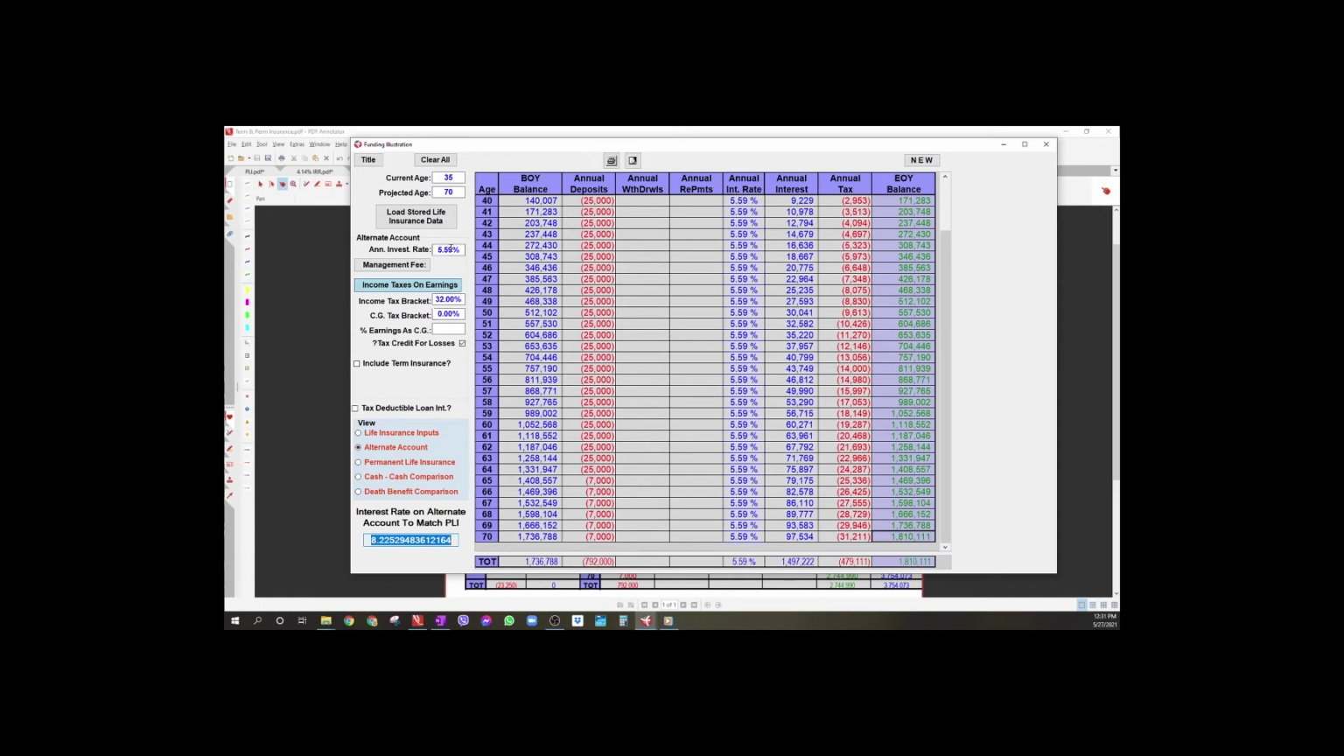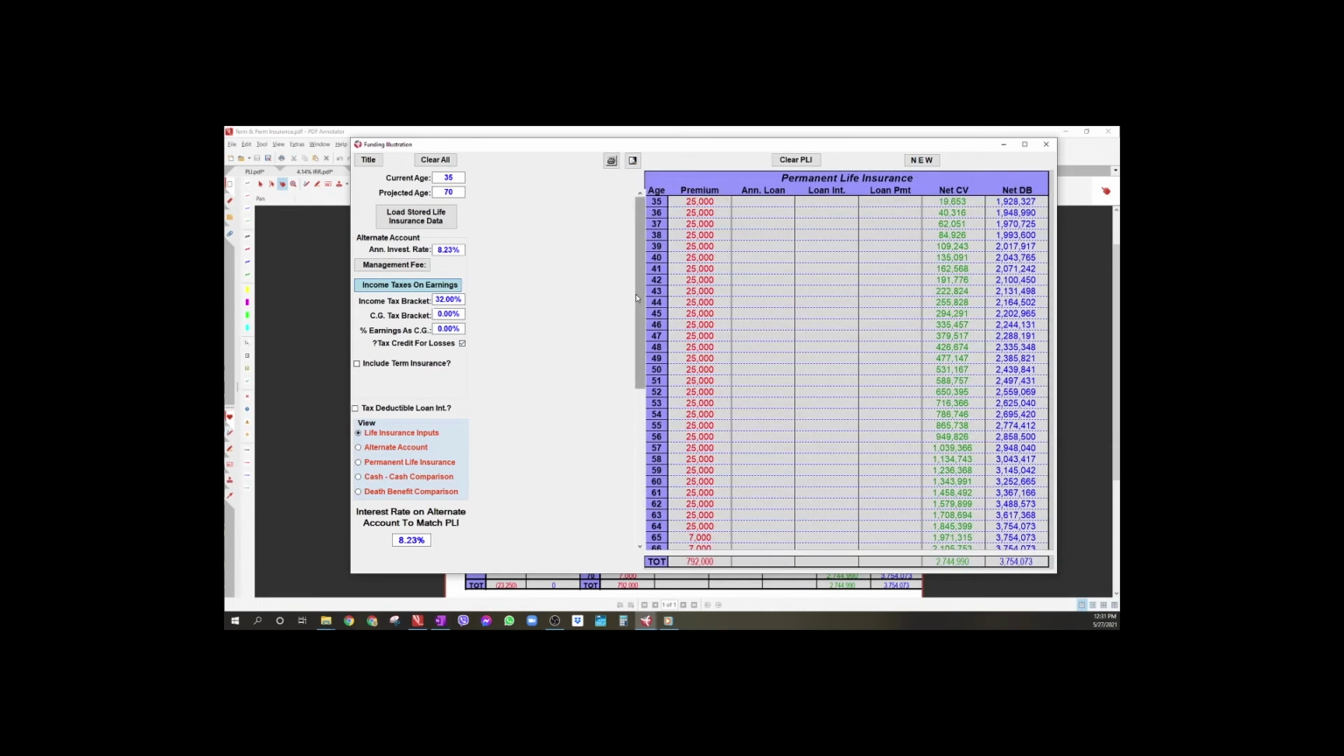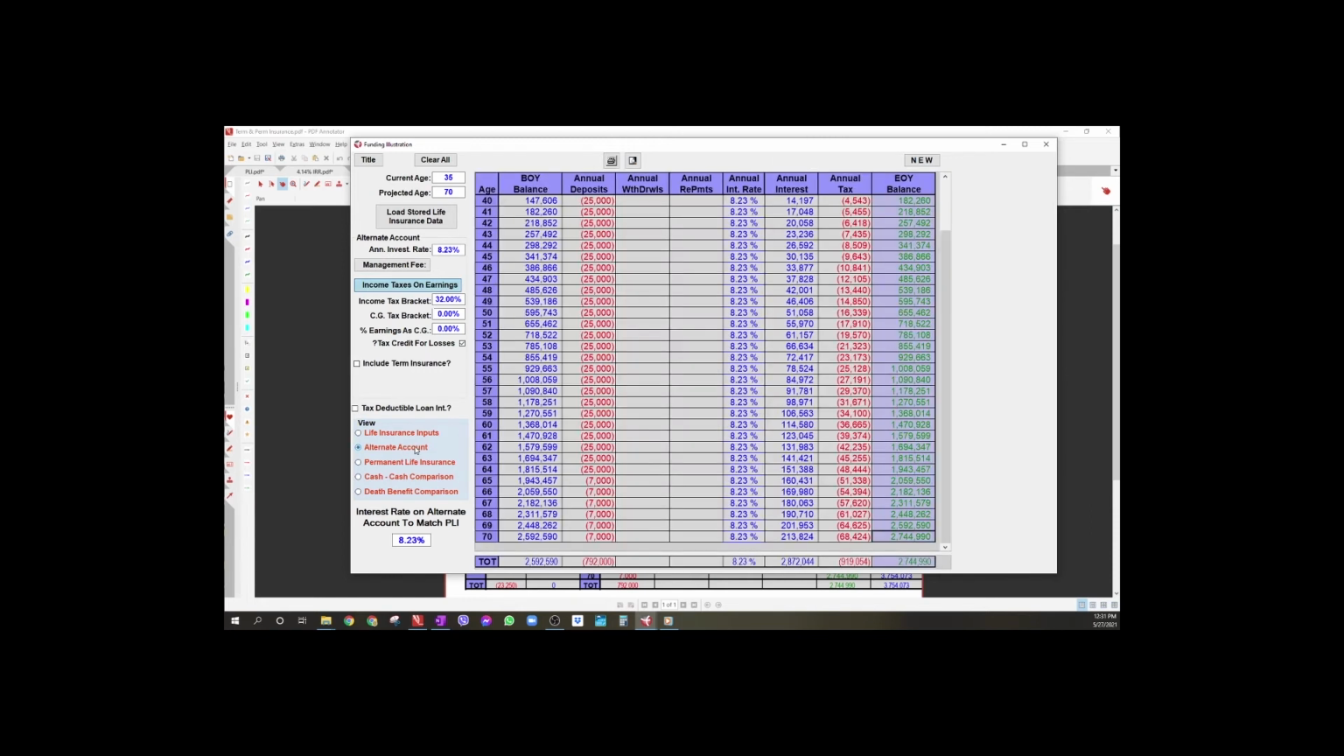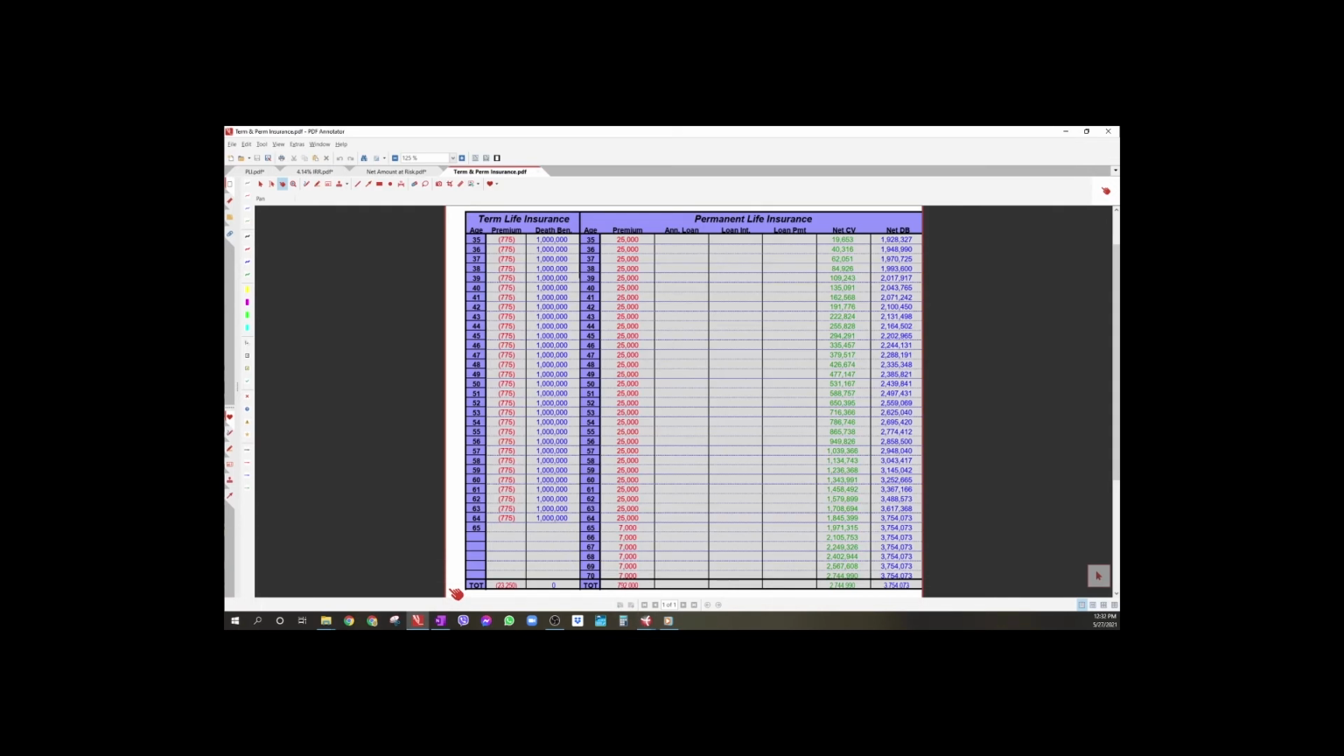And what it means is that you would have to earn 8.23% every year, pay the tax on that, to net the $2.7 million. You had that amount with your cash value life insurance without all this hustle. So not an easy challenge to accomplish the same result with your usual investment. But we're not done yet.